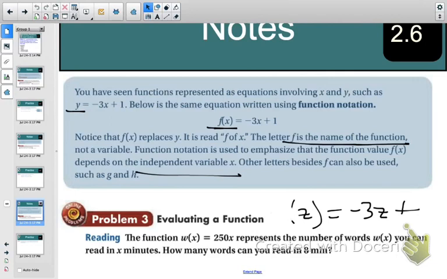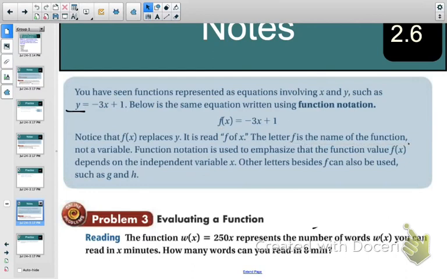But this x or z right here is not multiplication, so it's not f times z or times x. It's f of x. So you don't have to solve for x and divide by f or anything like that. This is just basically the same as your y value.